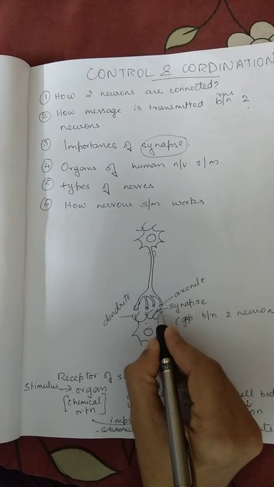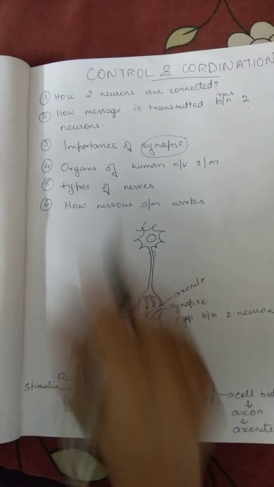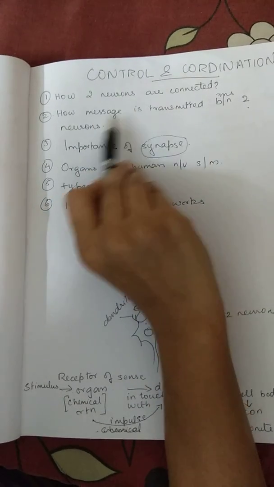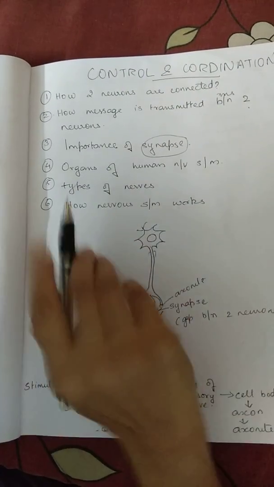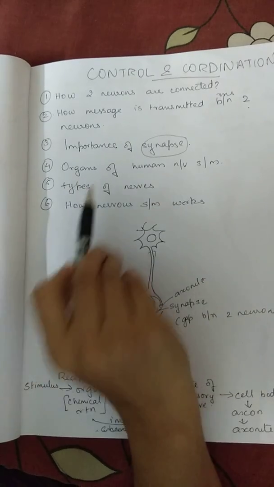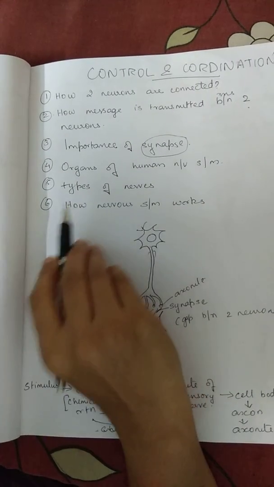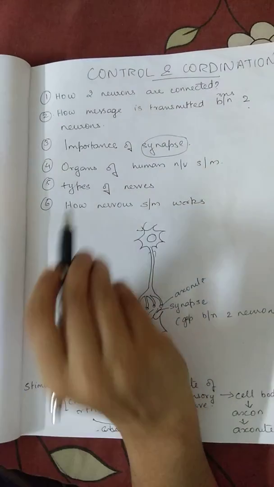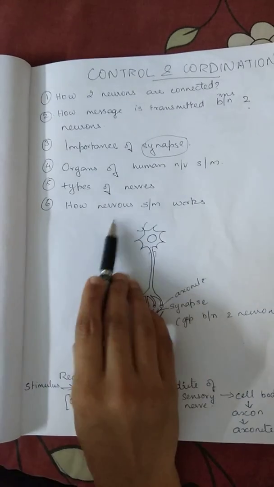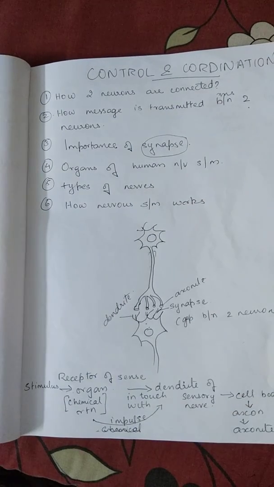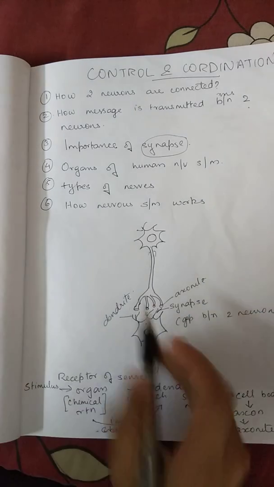We are going to discuss synapse when we talk about the first topic, which is whether the two neurons are connected with each other. Then we will be discussing the organs of the human nervous system and different types of nerves. Lastly, we will be discussing how the nervous system works. Now, coming to the first topic, which is how two neurons are connected.